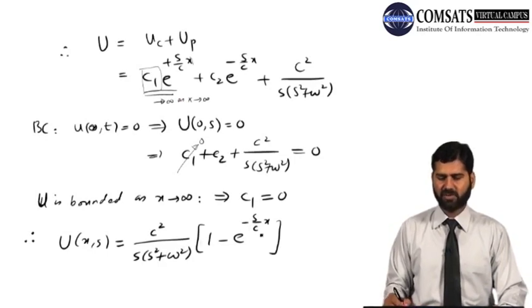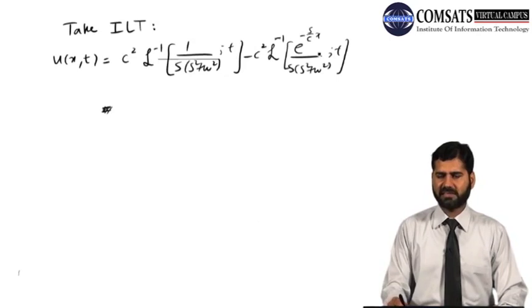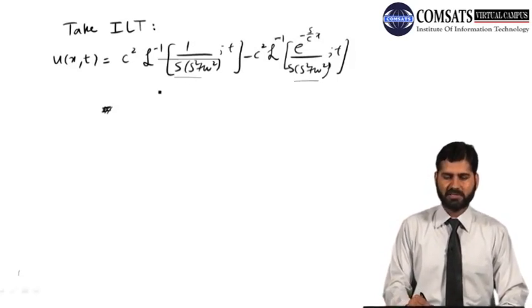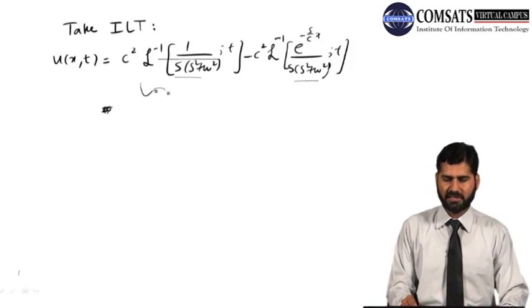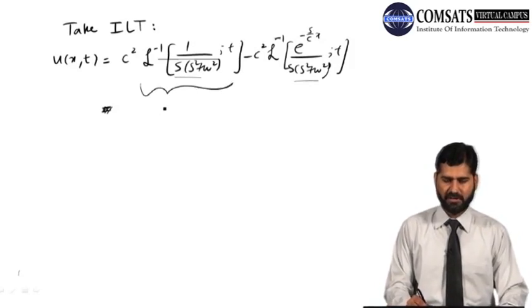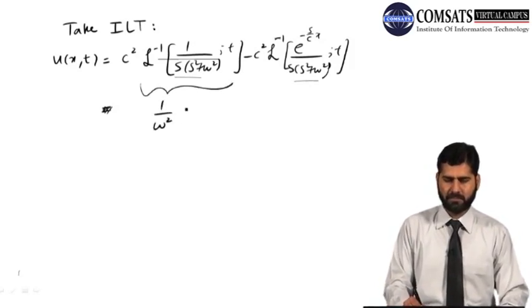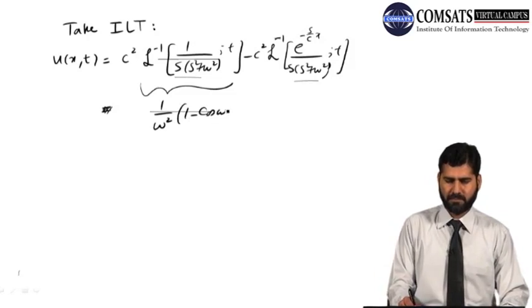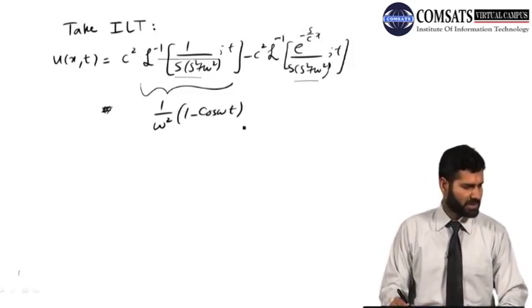The Laplace inverse of this thing, with the e to the minus s x by c, will only shift your function. The remaining part is the same. You see, the remaining part is the same. So the Laplace transform of this is, you can easily verify, 1 minus cosine omega t.